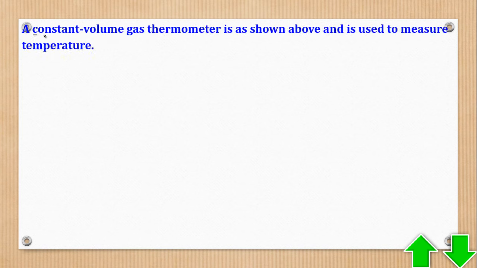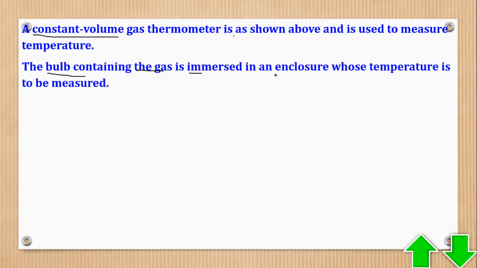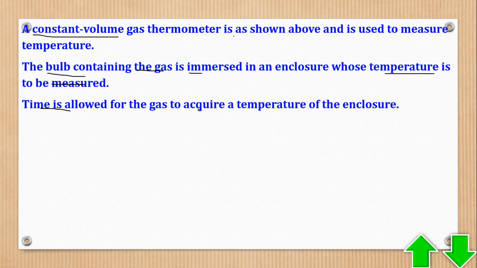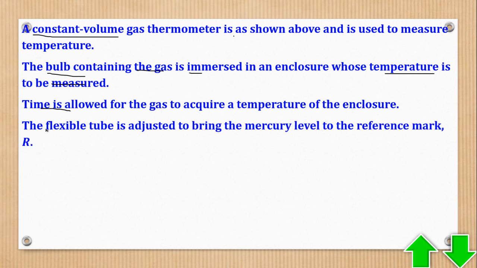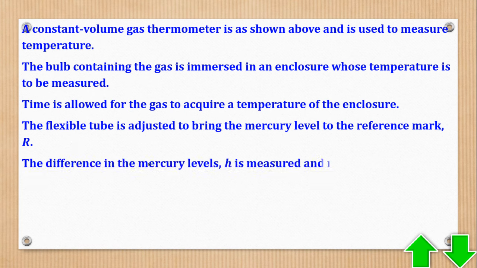So you start by saying that a constant volume gas thermometer is as shown above, to connect what you're going to write to the diagram. Then the bulb containing the gas is immersed in an enclosure whose temperature is to be measured. Time is allowed for the gas to acquire the temperature of the enclosure. After that, the flexible rubber tubing is adjusted to bring mercury levels to the reference mark R. I think you see that. When that is done, you can now measure the difference in the mercury levels h.